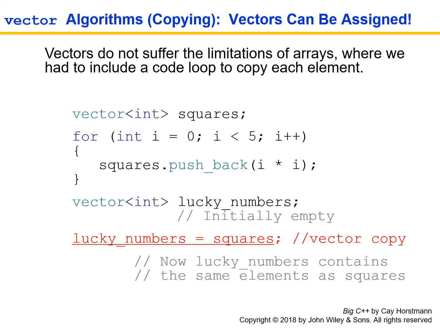You can copy a vector. So if you say vector of int squares and you create all the perfect squares in it, and then you say lucky numbers equals squares, you can actually copy the vector as an object.